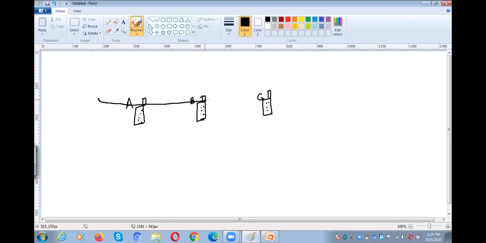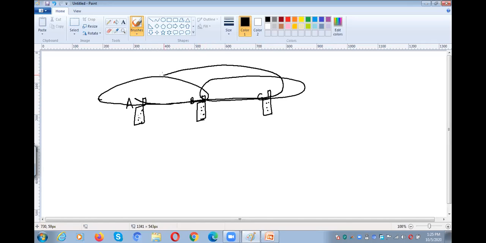A's transmission range is up to B. And what is the transmission range of C? C's transmission range is up to B. That means A can send the information to B and C also can send the information to B. The transmission range of A is up to B, and the transmission range of C is also up to B. Okay. And next, what is the transmission range of B? This is the transmission range of B.